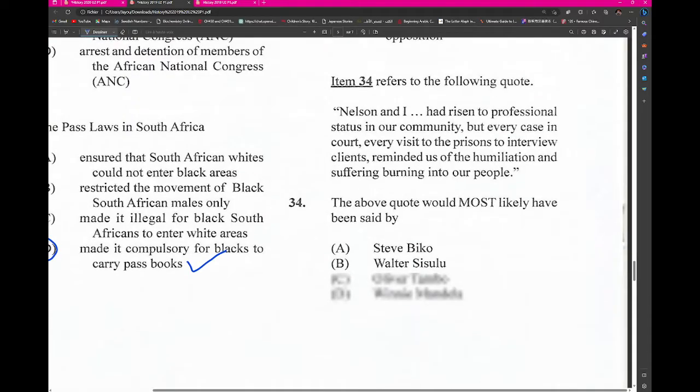Nelson and I had risen to professional status in our community, but every case in court, every visit to the prisons to interview clients reminded us of the humiliation and suffering burning into our people. The above quote was most likely said by who? Was it Walter Sisulu, Oliver Tambo, or Steve Biko? Right? I'll give you guys some seconds on that.